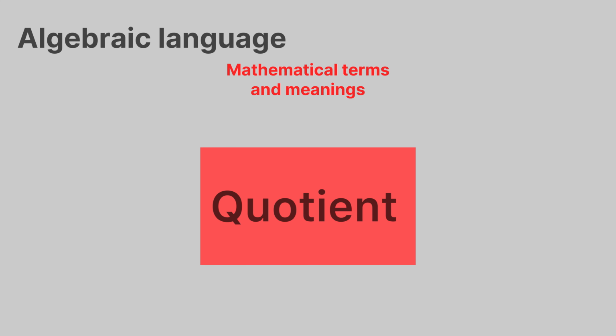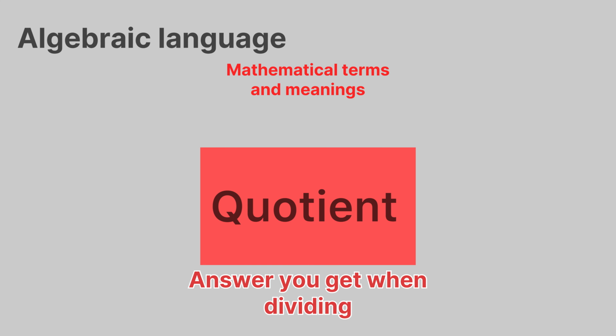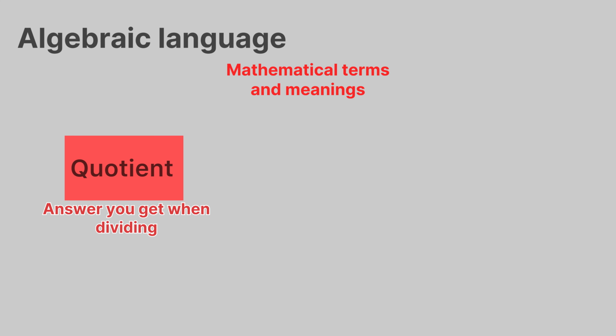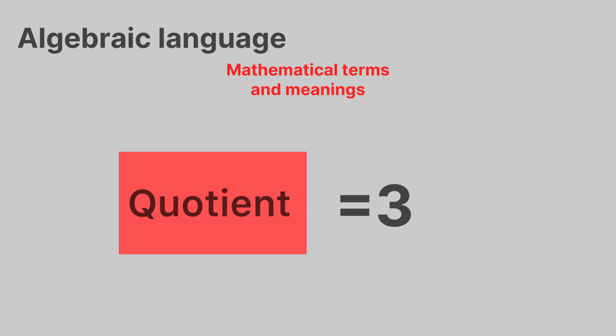Same as quotient. A quotient is the answer that you get when you are dividing. Example, if I divide 6 by 2, I get 3. So 3 is a quotient. Why? Because 3 is the answer that I get when I am dividing.